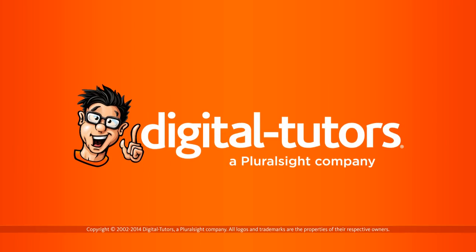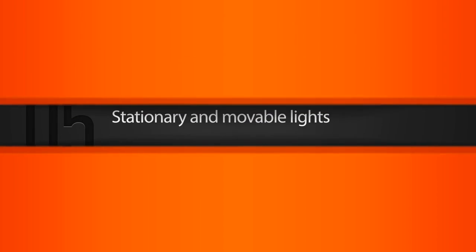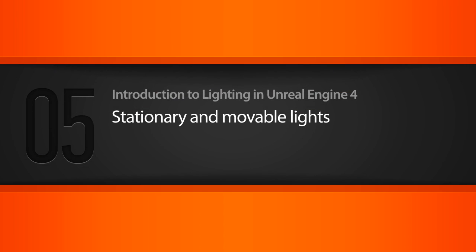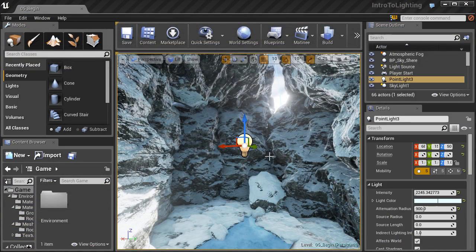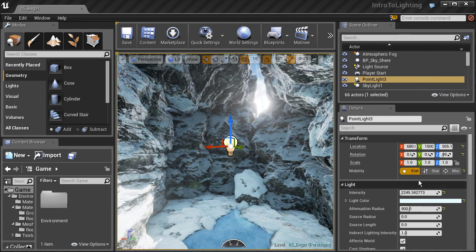In this lesson, we're going to learn more about stationary and movable lights. All right, so we've gotten a little bit of an introduction to the mobility modes of a light, and we really want to talk about stationary and movable lights. So a static light, like we said, is baked into a light map and then it's forgotten about. It's no longer calculated during runtime. Now, the downside to static lights is that they cannot be changed in any way during runtime.